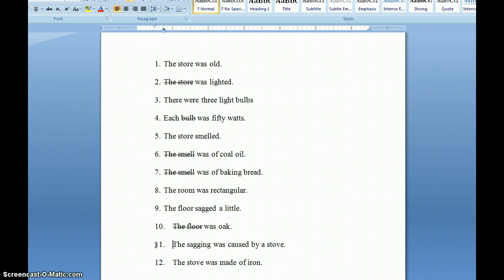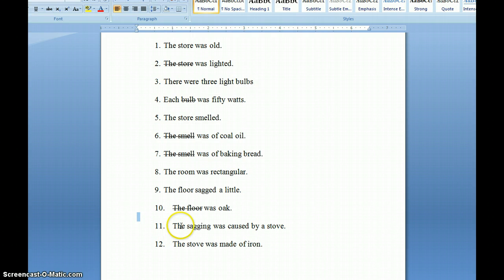Sentence 11 says the sagging was caused by a stove. So the word sagging here is the same as sagged here, so we're going to go ahead and cross that off. Then we have was caused by a stove. The stove was made of iron. So the word stove is repeated, but we also don't need the, so we're going to cross off both of those words.